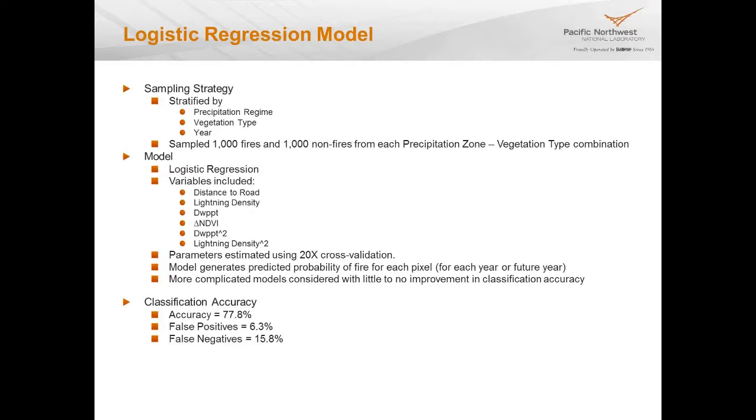and false positives were 6.3%. That's where false positives are where you predicted a very high risk area and no fires occurred. False negatives are where fires occurred and you didn't predict a very high risk area. So we broke down the errors in that. We're quite pleased with the results of the model across this 13 million hectare region.